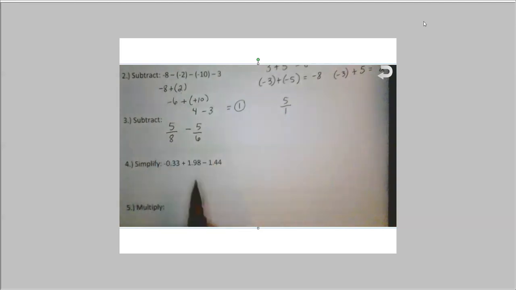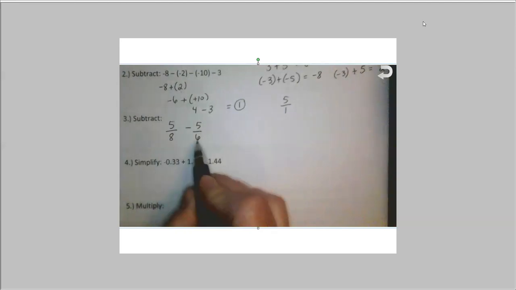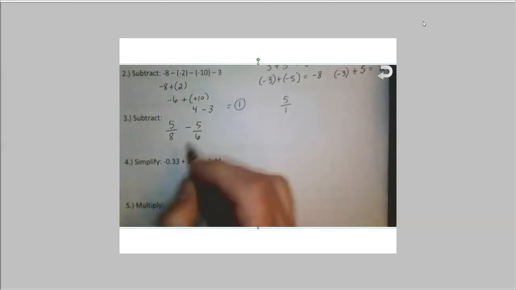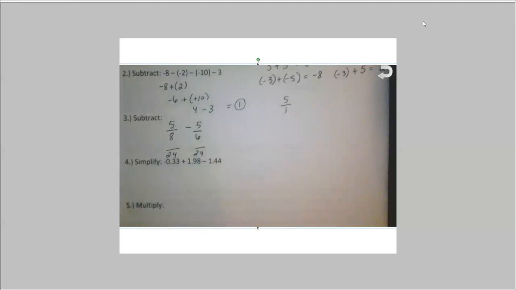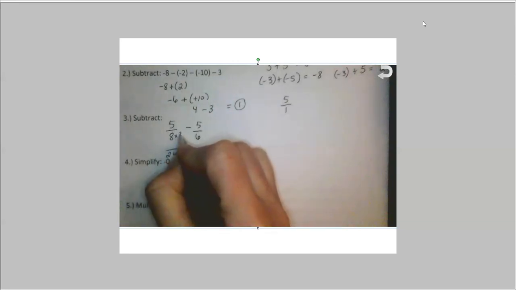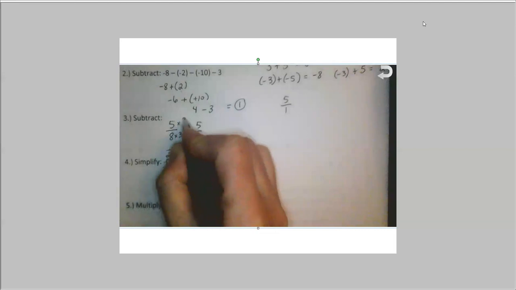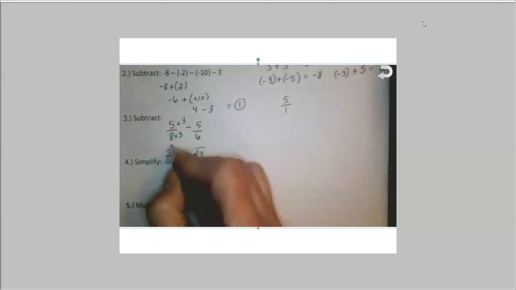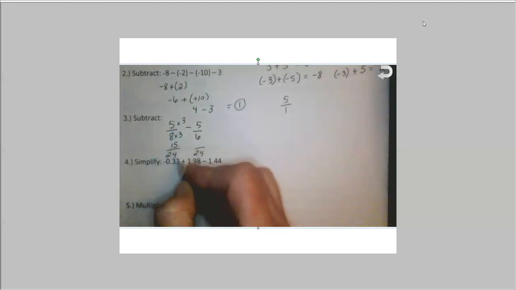So here I'm trying to subtract these rational numbers. I have to have a common denominator, which we learned about in previous lessons. I would want to find a number that both 8 and 6 would divide into. That would be 24. You could just list those numbers, 8 times 1, 8 times 2, 8 times 3, and so on. I know that 8 times 3 is 24, so I'd have to multiply that numerator by the same value to get an equivalent fraction.